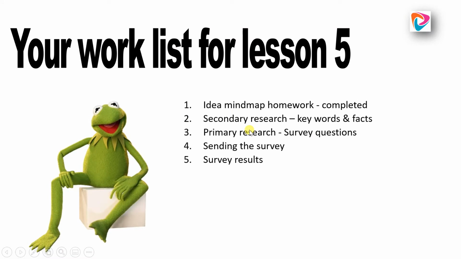The work list for lesson 5, there's 5 items on here. Some of them now have got some instructions, some visual instructions, which is why there's a few slides on this lesson, but no worries, it's just a step-by-step guide. So we need to look at the homework, the mind map, then we're going to complete the secondary research, the keywords and facts, which are in your booklet, and then the new one, which is primary research survey questions. We're going to use a bit of ICT skills in terms of Office 365 forms and emailing the survey, and because we're using Office 365, it nicely does the results for us.